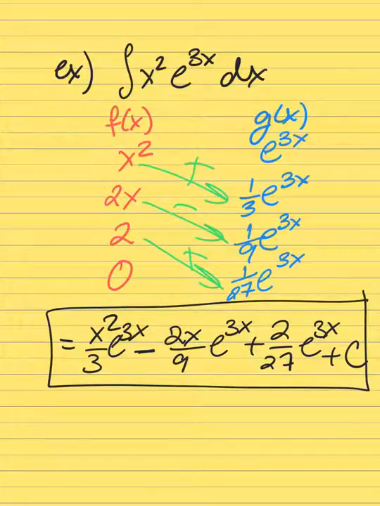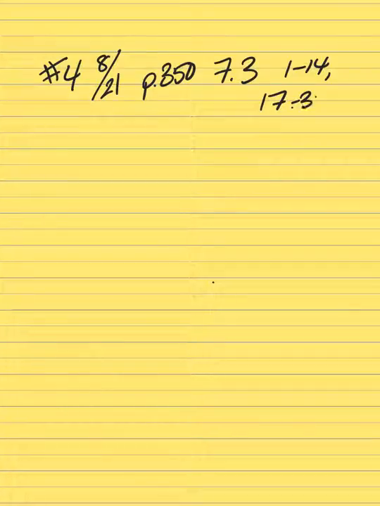All right, folks. Homework. First one, assignment number 4. Depending on how this video went, if you did this in 2 days or 1 day, this might be around August 21st. Page 350. You're doing 7.3. 1 through 14. 17 through 33, those are going to be odds, and then 36 and 38.